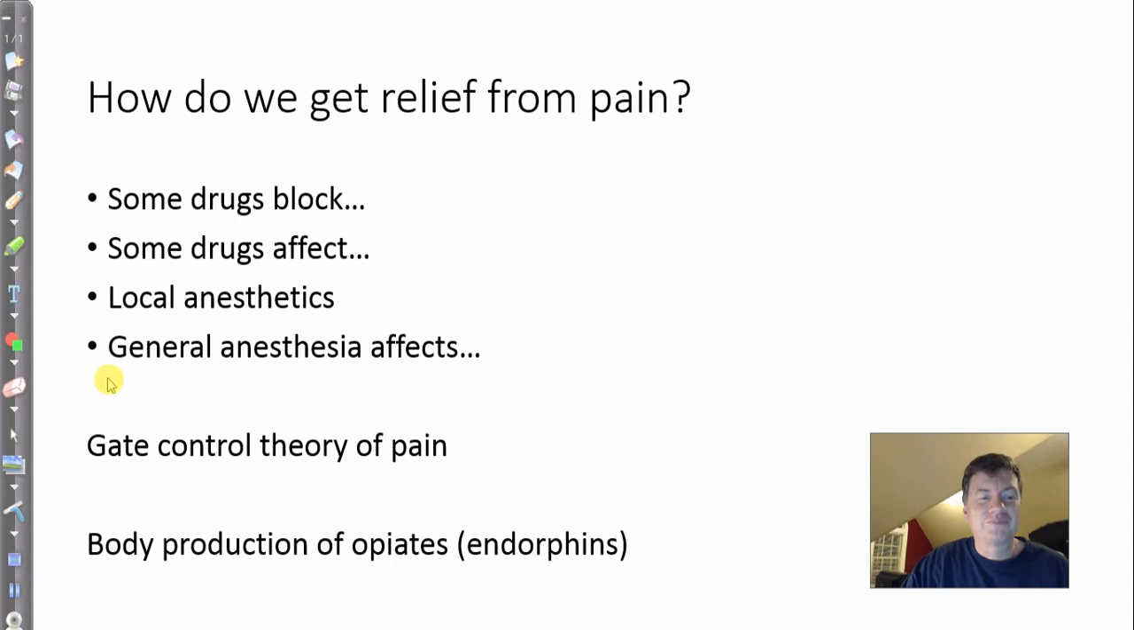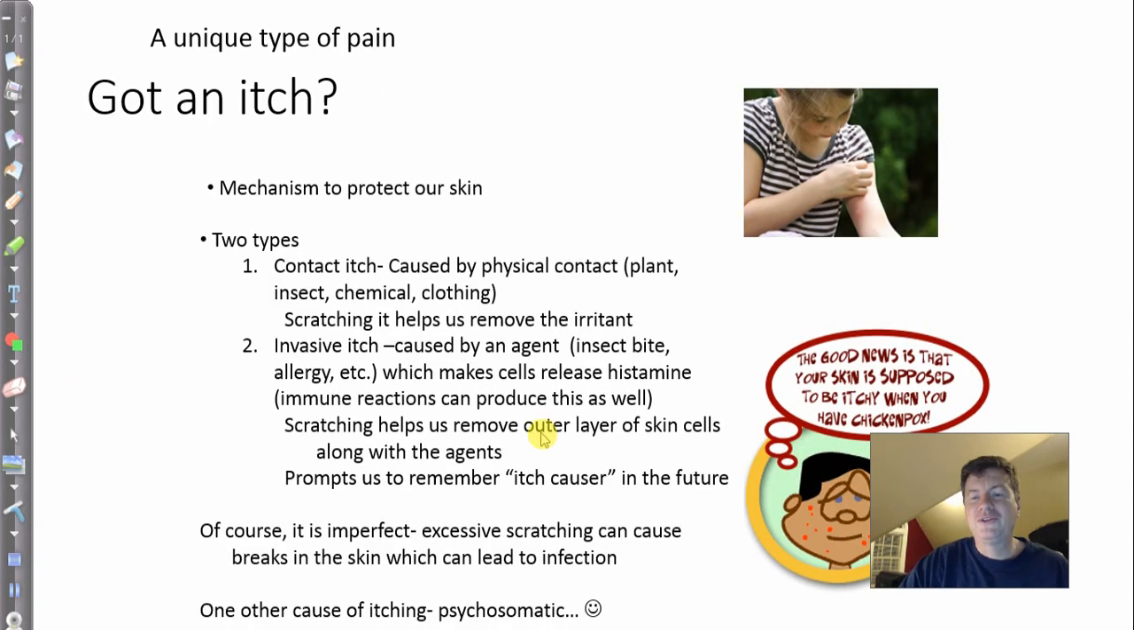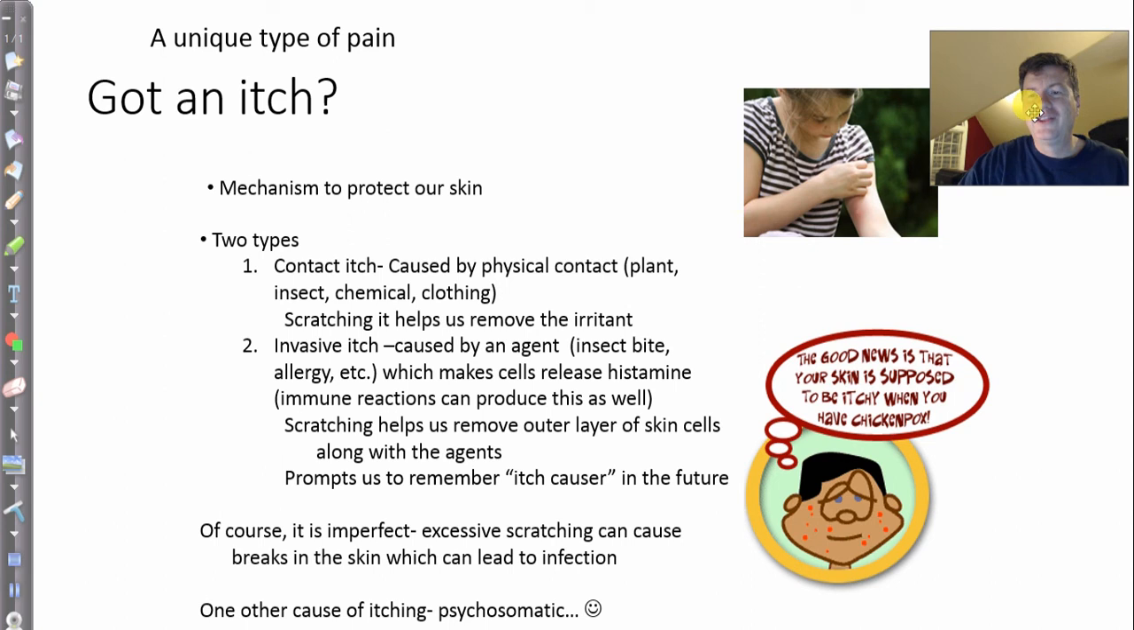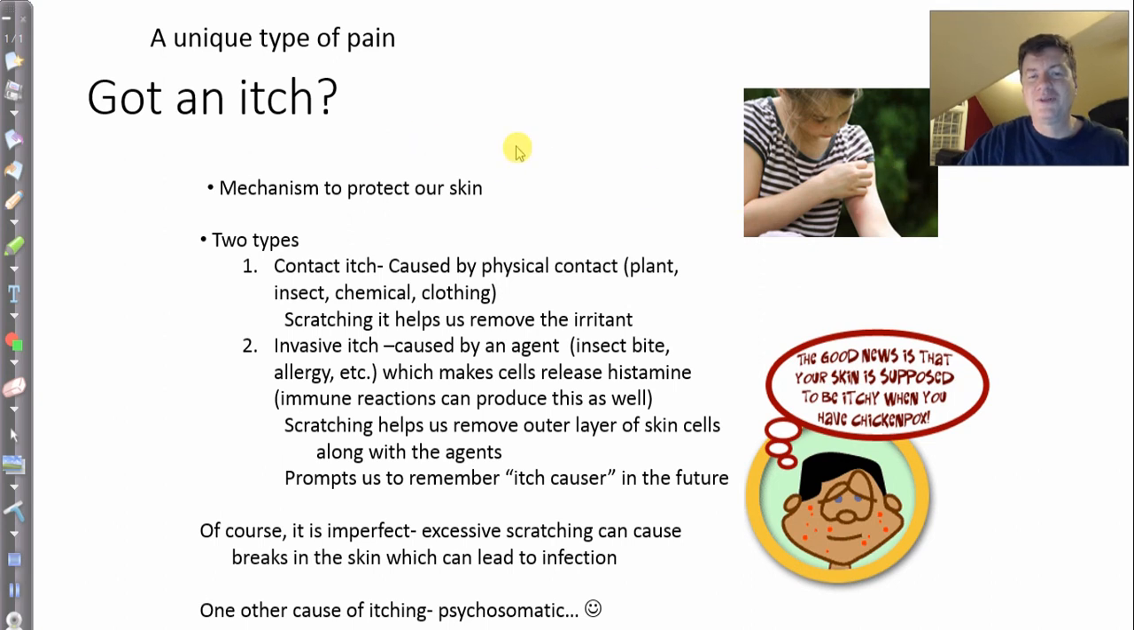And finally, I just want to mention one special kind of pain, the itch. People usually ask me about this, and it's sort of a unique kind of pain because its mechanisms are a little bit different. We can look at itches as contact itches. That is, there's something that's physically contacting the skin. You know, an insect is on it, or there's chemicals, or there's clothing on it. And if you scratch, you remove that irritant and the pain goes away.